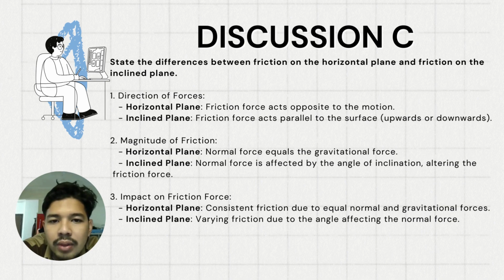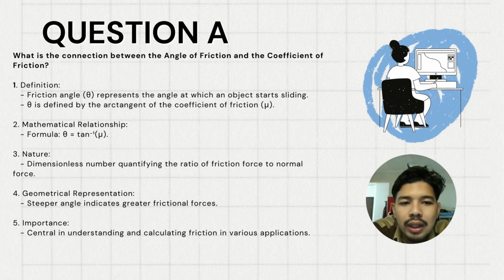And the last difference between these planes is impact on friction force. For horizontal, consistent friction due to equal normal and gravitational force. For inclined, varying friction due to the angle affecting the normal force. Okay, next we go to questions. I will answer questions A and B.